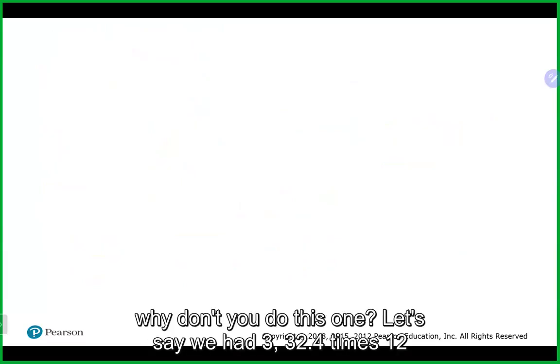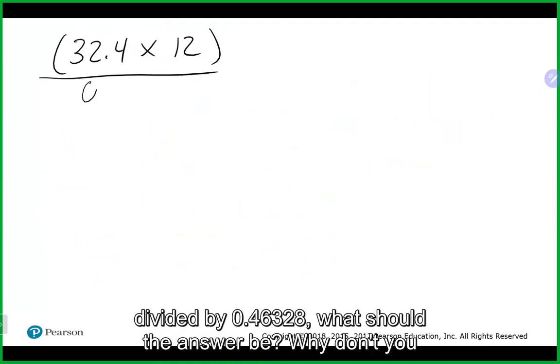Also, with that being said, if you're doing multiple steps together, you do have to keep track of what you're doing. So for example, why don't you do this one? Let's say we had 32.4 times 12 divided by 0.46328. What should the answer be?